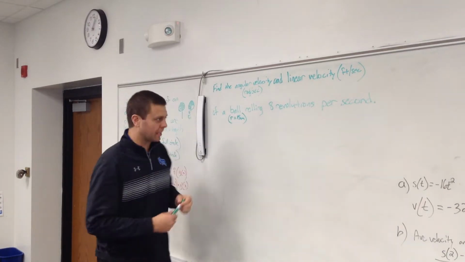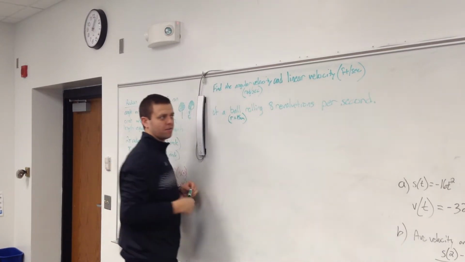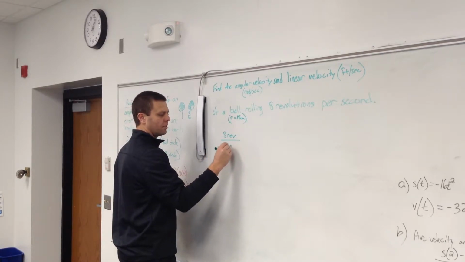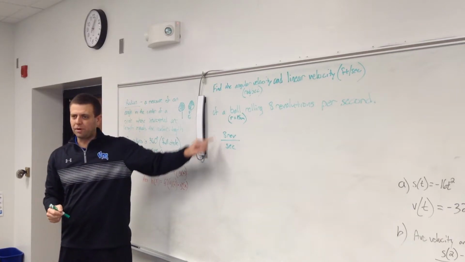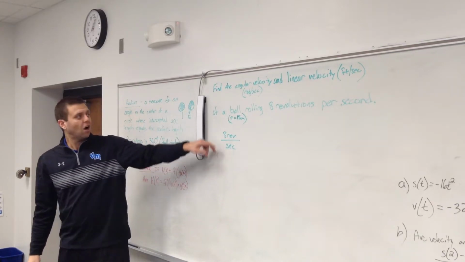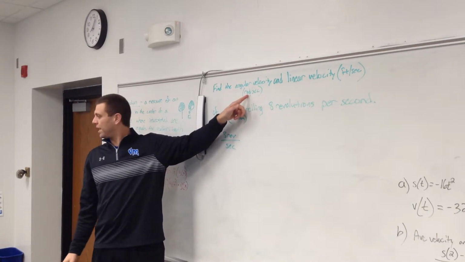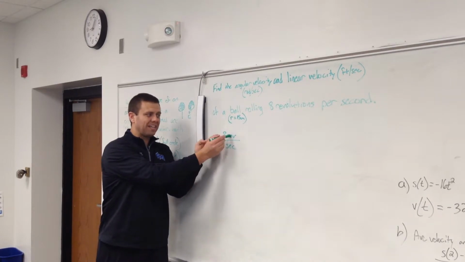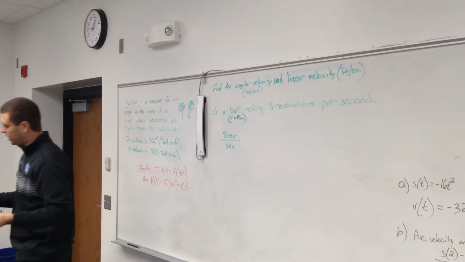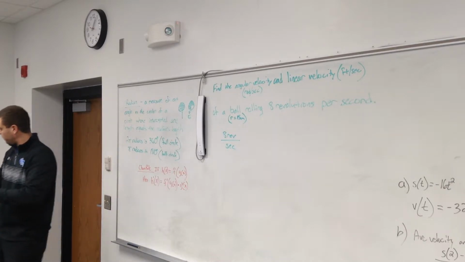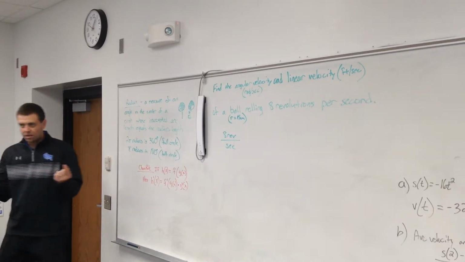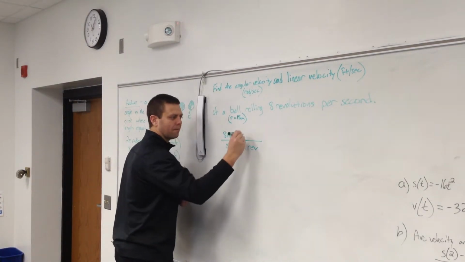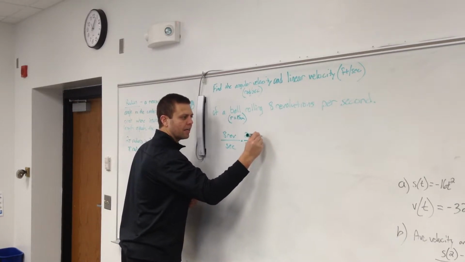8 revolutions per second. That's the given piece of information, right? So I'm making 8 revolutions per 1 second. I'm going to write it as a ratio, 8 revolutions per second. All I need to do is change that to radians per second. So I'm just going to do a conversion. I need to change revolutions to radians. What's the relationship between a revolution and the number of radians? 2 pi radians equals 1 revolution. So I'm going to put 1 revolution on the bottom is equal to 2 pi radians on the top.